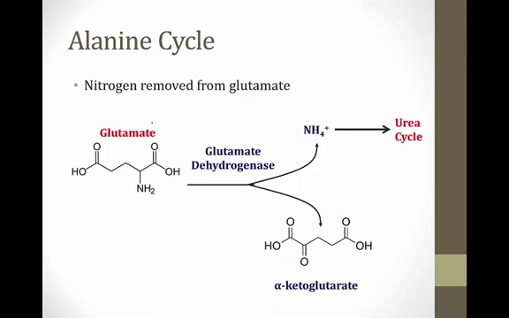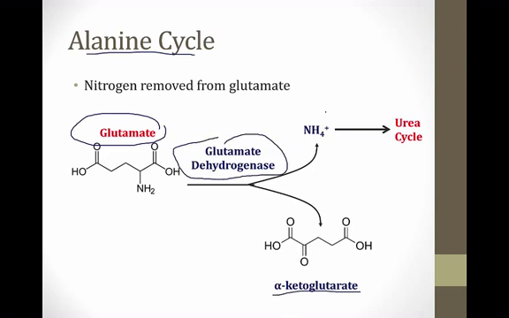And just like we saw before, when glutamine was the shuttle for nitrogen, when alanine is the shuttle for nitrogen, the glutamate that is created in the liver can be metabolized by glutamate dehydrogenase into a molecule of alpha-ketoglutarate and an ammonia molecule, which can then enter the urea cycle for further metabolism.